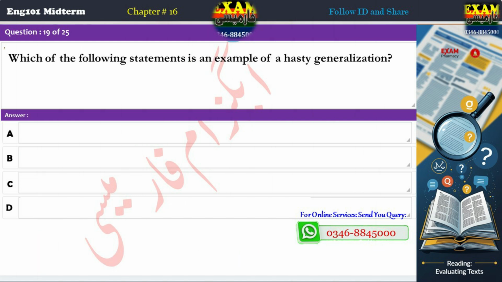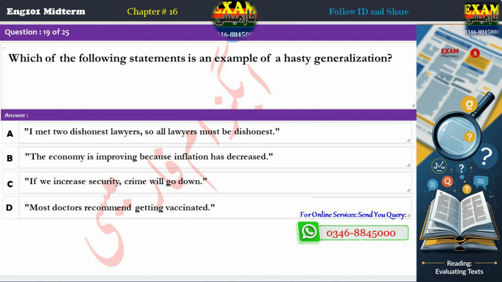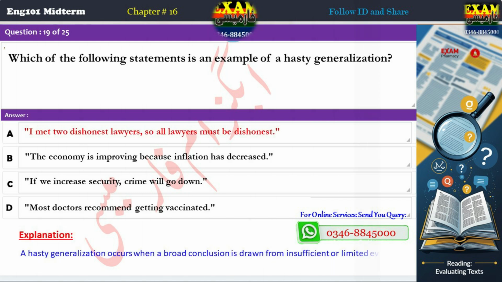Question 19. Which of the following statements is an example of a hasty generalization? A. I met 2 dishonest lawyers, so all lawyers must be dishonest. B. The economy is improving because inflation has decreased. C. If we increase security, crime will go down. D. Most doctors recommend getting vaccinated. Correct answer. A. I met 2 dishonest lawyers, so all lawyers must be dishonest. Explanation. A hasty generalization occurs when a broad conclusion is drawn from insufficient or limited evidence.